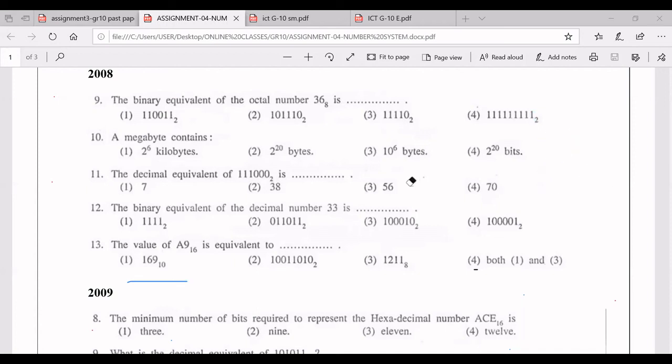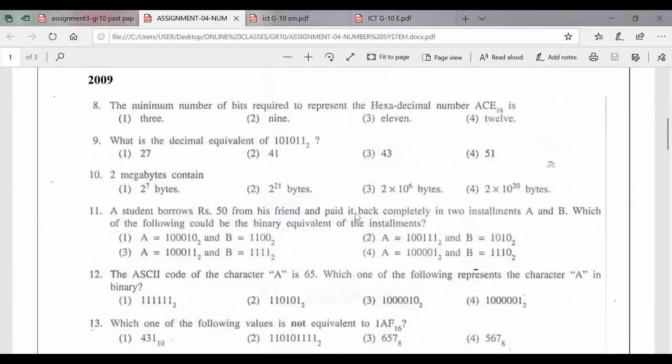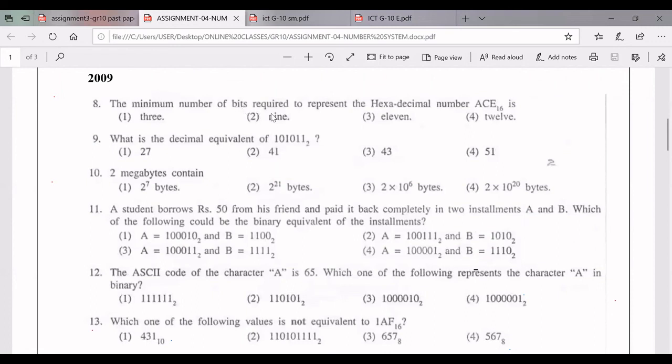Right, we can check the next one. Right, okay, that is 2009. The minimum number of bits required to represent the hexadecimal number ACE. So you can see it is a hexadecimal number.